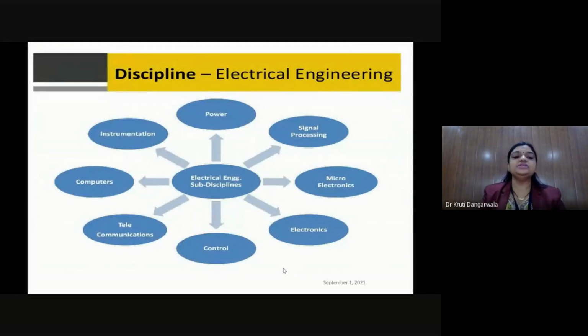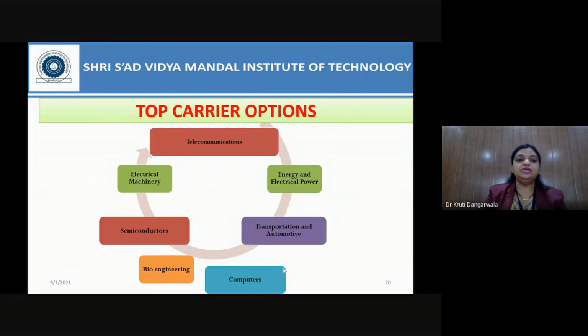Now, various domains of electrical engineering are power, signal processing, instrumentation, microelectronics, electronics, control, computer, and many more. Electrical engineers have a wide variety of job options. They can go with various industries of telecommunications, energy and electrical power, semiconductor, bioengineering, transportation, automotive, and computer also.